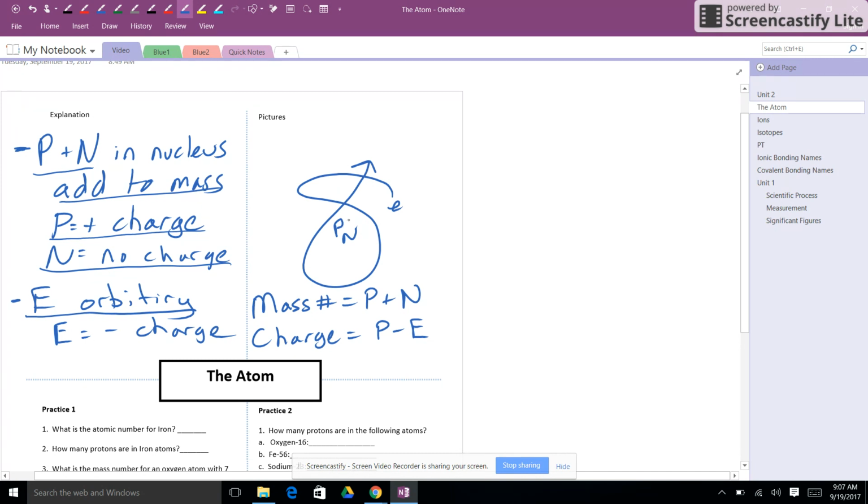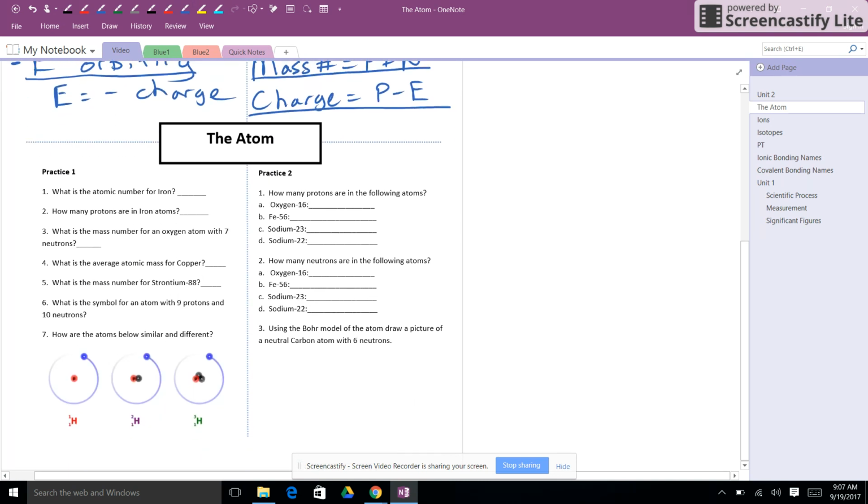So we can visualize this tiny little nucleus, this tiny, tiny massive center, and we have these negatively charged electrons flying around that nucleus. We then have two simple little formulas that we can always refer to here: mass number is going to equal protons plus neutrons, and the charge of the atom, which can cause it to become an ion, is going to equal the protons minus the electrons. So let's go through some practice problems here.